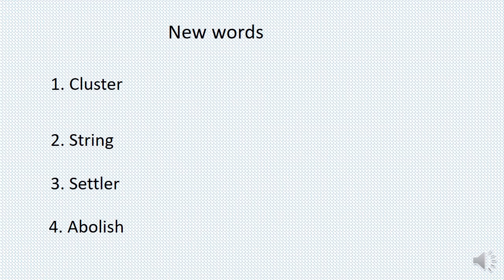So, before starting reading the text, we have some new words to discuss. Our first word is cluster. Dear students, do you know what is the meaning of cluster? Yes, cluster means bunch or clump. Our second word is string and it means chain or cord.